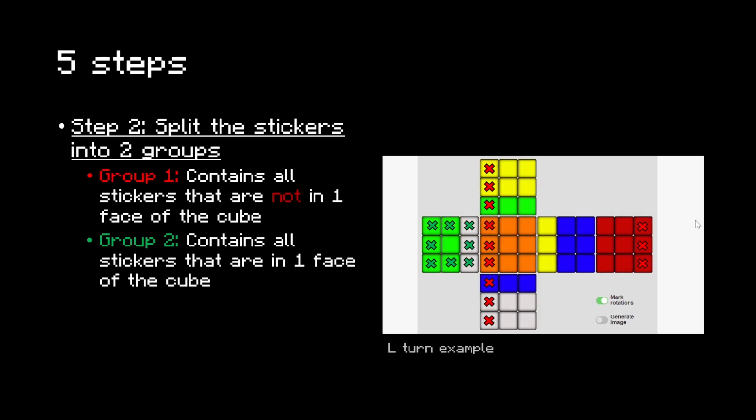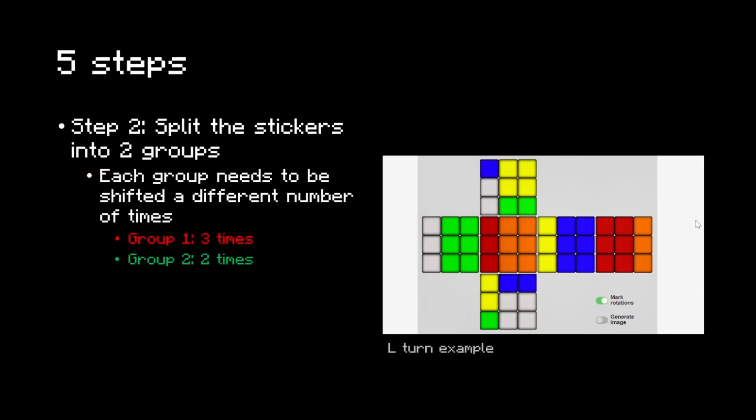Now the reason why I need to split the stickers into 2 groups is because each group needs to be shifted a different number of times. With Group 1, I need to shift it 3 times, and in Group 2, I need to shift the stickers 2 times in order to make a face rotation and a turn.